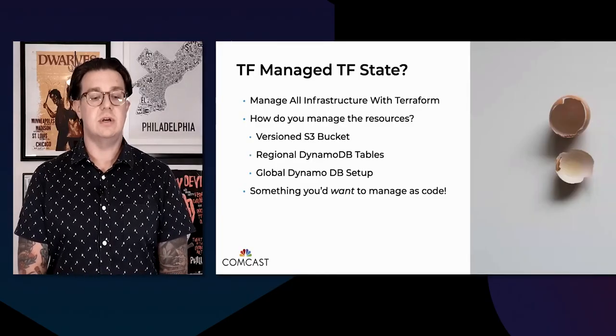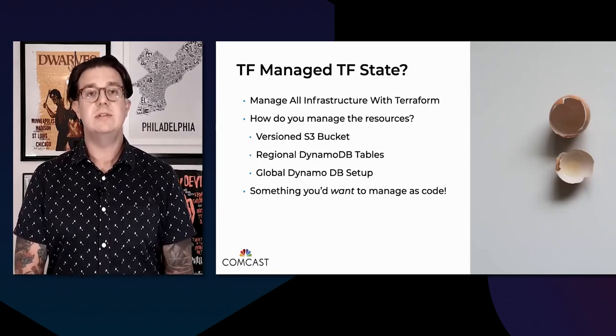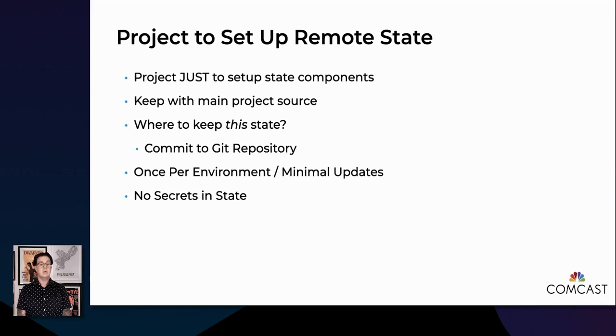We need all of these things to run Terraform. How do we manage these resources that we need to run Terraform? It'd be nice to manage them in code. We accomplish this with a Bootstrap project we use to set up our remote state and locking. This is just for the state and locking components. We keep it with the main project source code. Where do we keep the state from these Terraform runs? We commit them directly to the Git repository. We run the Bootstrap project once per environment, and there's minimal updates. We don't have to run it over and over again. Also, there's no secrets in this project, so it's fine to commit it to the repo.